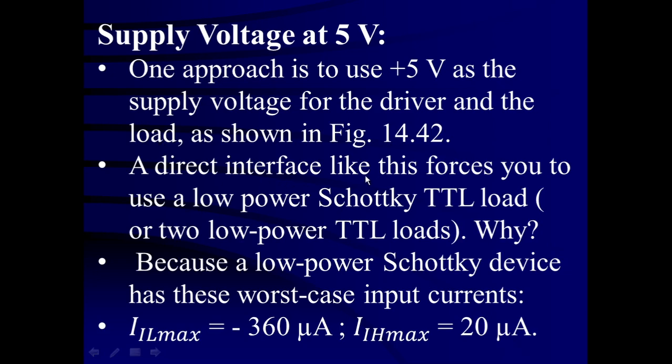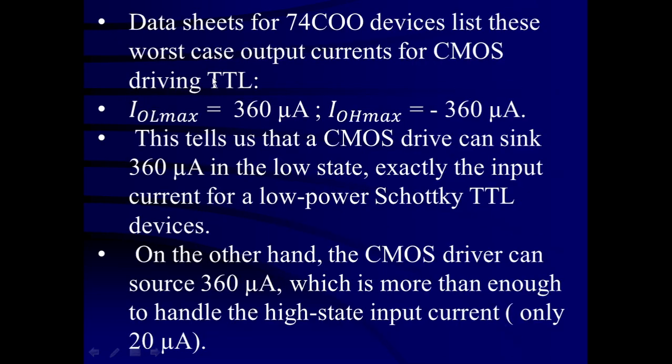So a direct interface like this forces you to use two low power Schottky TTL loads or two low power TTL loads. Why? Because a low power Schottky device has worst case input currents of IIL maximum equal to minus 360 microampere and IIH maximum equal to 20 microampere. The datasheet for the 74C00 device lists these worst case output currents for the CMOS driver driving a TTL load: IOL maximum is equal to 360 microampere and IOH maximum is equal to minus 360 microampere.